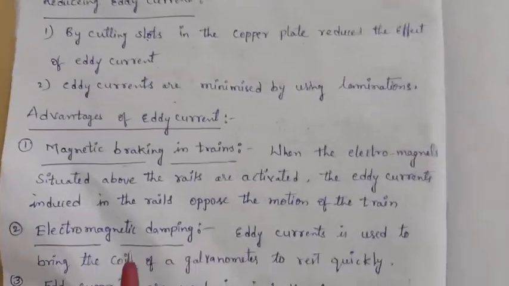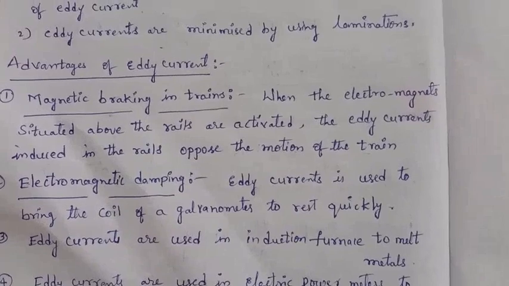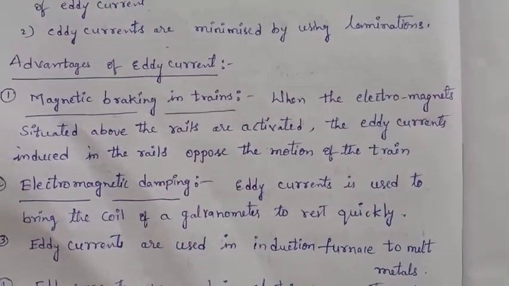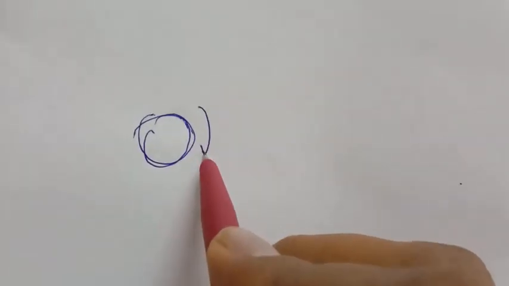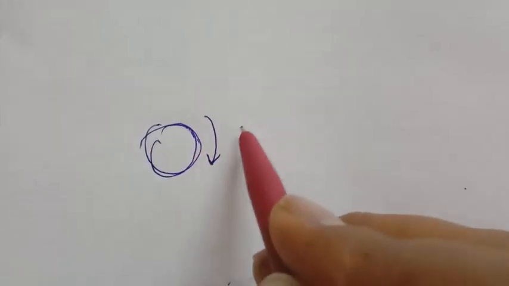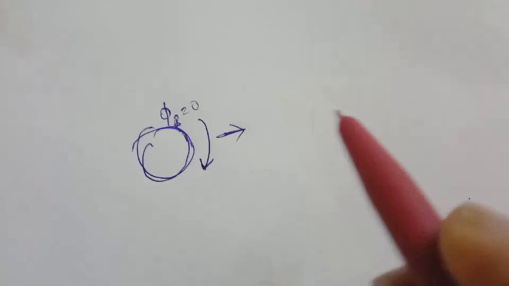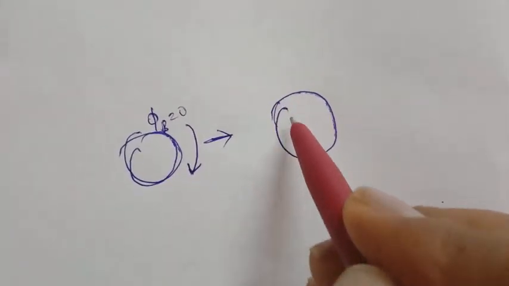So what are the advantages of eddy current? We are having four applications here. First one is the magnetic braking in train. If suppose it is a train wheel, the train wheel is there. If this train is moving in this direction, means it is moving forward, at that time the magnetic flux is 0. If you have to apply the magnetic flux, you have to apply the magnetic flux like this.